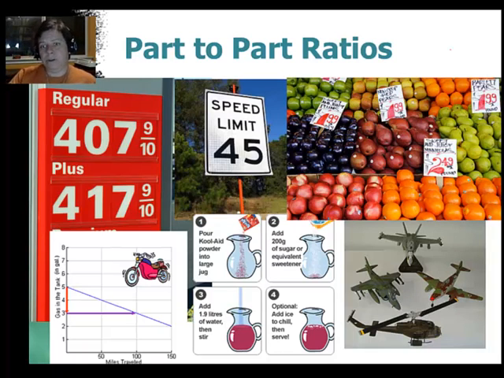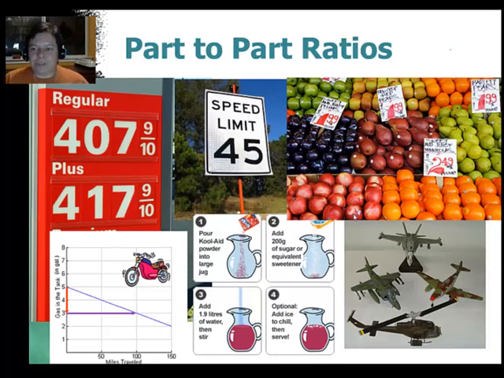Another place you see part-to-part ratios are recipes. So if you're making 1 batch of Kool-Aid, and I know everyone has their own Kool-Aid recipe, it's normally 1 package of Kool-Aid to 1 cup of sugar to 2 quarts of water. And I have heard all sorts of Kool-Aid recipe special ratios out there. But that's normally what the Kool-Aid company says.